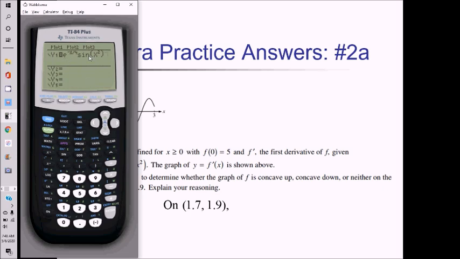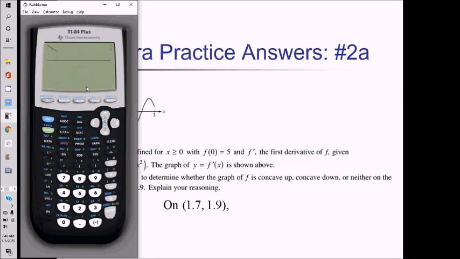This is f prime right here that I just entered in as y1. And again, I want to make my window for this 1.7 to 1.9 because I only want to look at that window when I'm seeing if this increases or decreases. So let me do window, and then 1.7 for my x min, 1.9 for the x max. Seems like a very small interval. Let's do zoom 0, zoom fit, and see what this looks like.